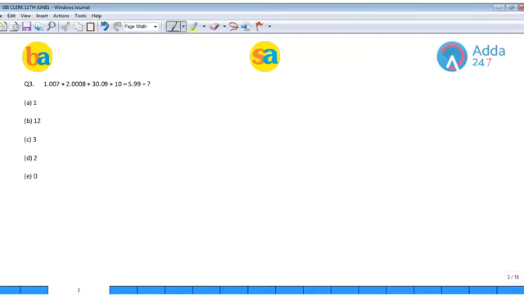Question number 3. 1.001 plus 2.0008 plus 30.09 divided by 10 minus 5.99 is equal to question mark. So we can also write it as 1 plus 2 plus 3 minus 6. 3 is 30 divided by 10. We'll be using BODMAS here. So this will be equal to question mark. So this implies question mark is equal to 6 minus 6 is equal to 0. So E is the correct option.